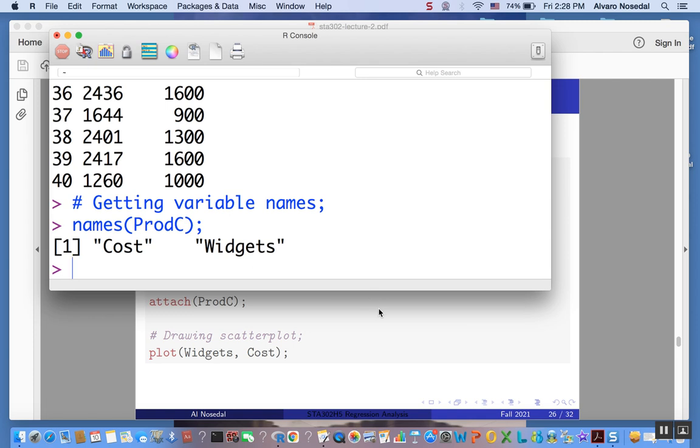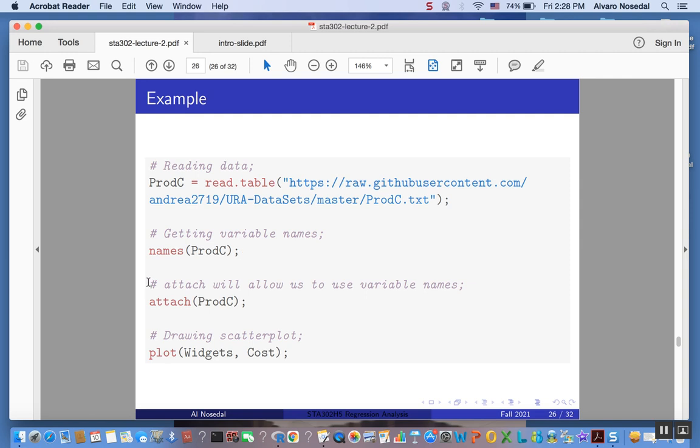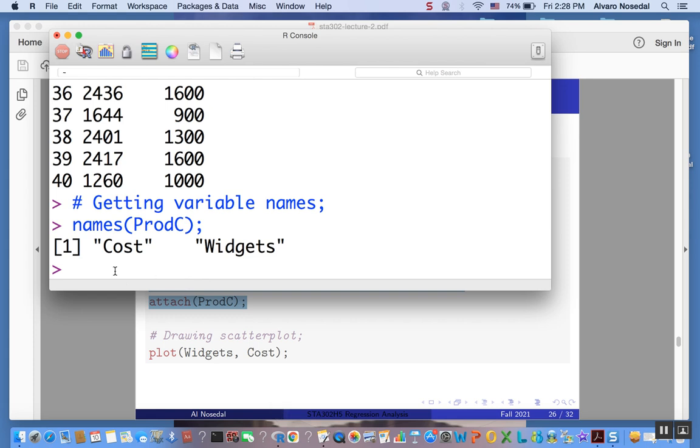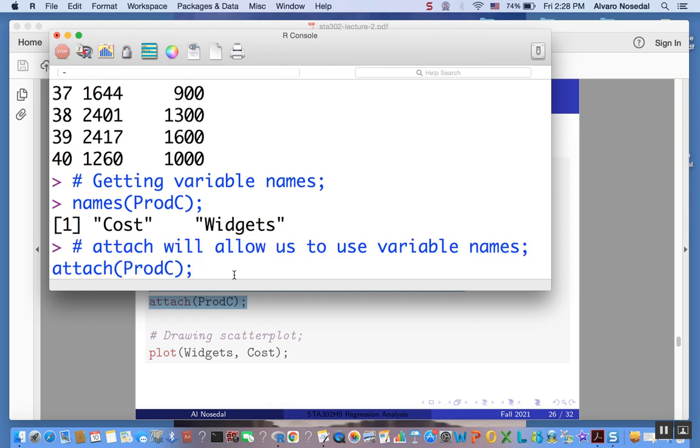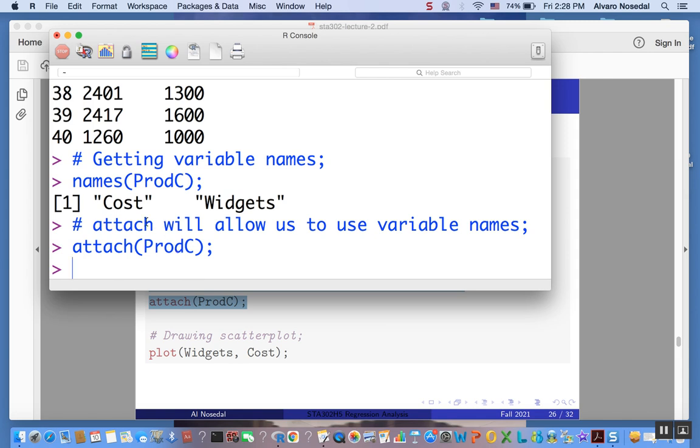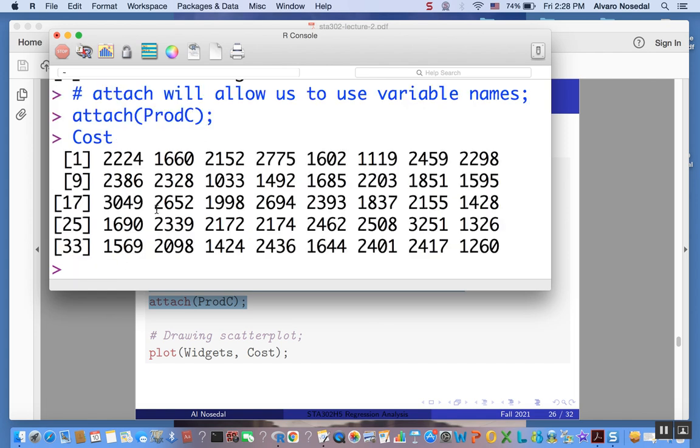But those are the names. What we want to do is we want to be able to use them. So in order to be able to use those names to refer to those variables when we are doing our program, we're going to be using another command called attach. So attach, then when we type, for instance, cost, oh, it's the column corresponding to that variable. Okay, we get to use those names. Great.